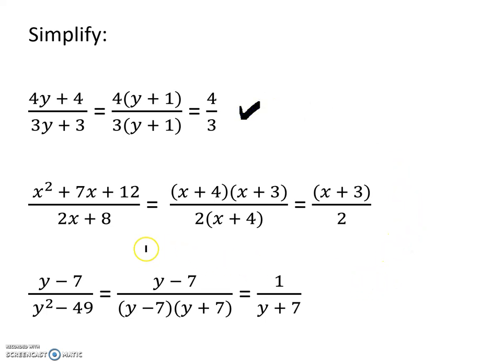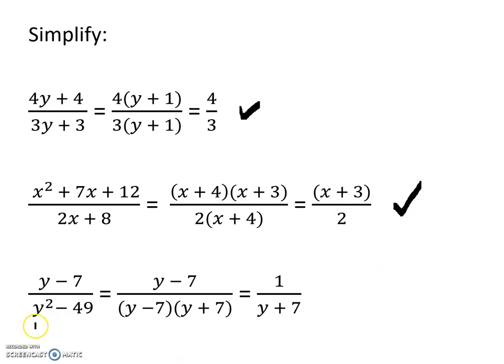The next example is x squared plus 7x plus 12, which factors quite nicely into x plus 4 times x plus 3. And on the denominator, we factor a 2 out, and we have 2 times x plus 4. So the x plus 4's cancel out, and we are left with x plus 3 divided by 2.